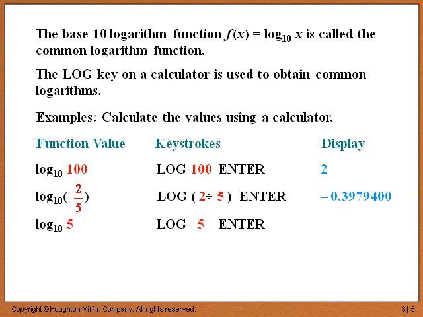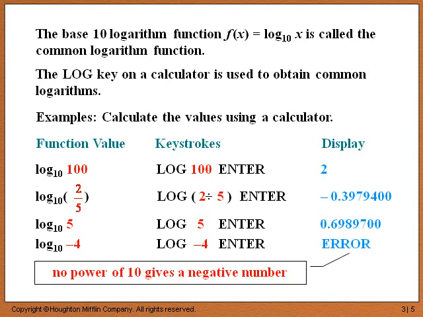Log 10 5 is just log 5, enter, 0.69897. And log negative 4. Try that on your calculator. You probably got an error. Well, why is that? Because there's no way that you can raise 10 to any power and come up with a negative. Negatives are simply not in the domain of the logarithmic function.